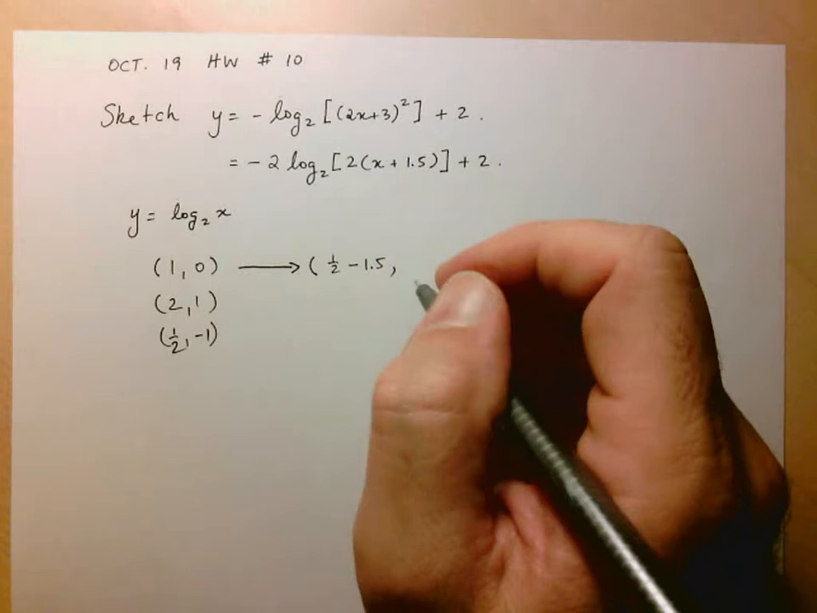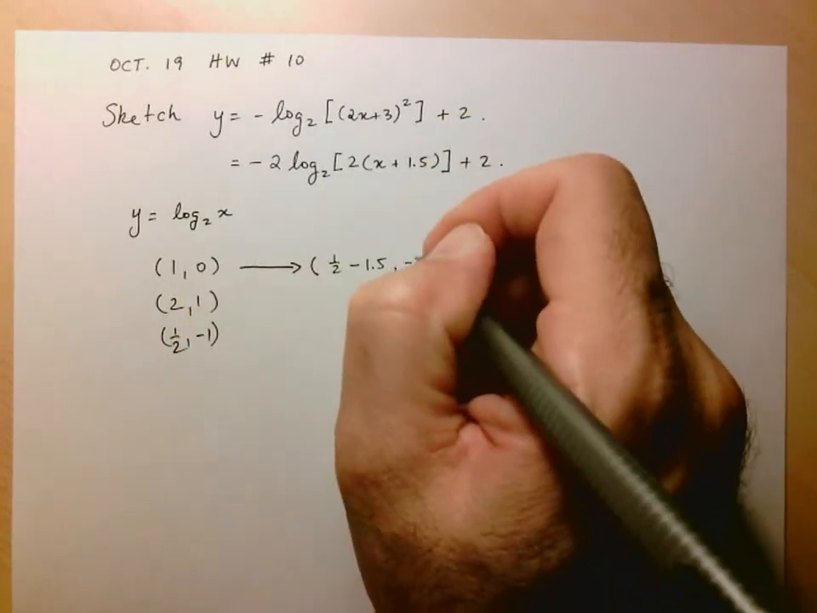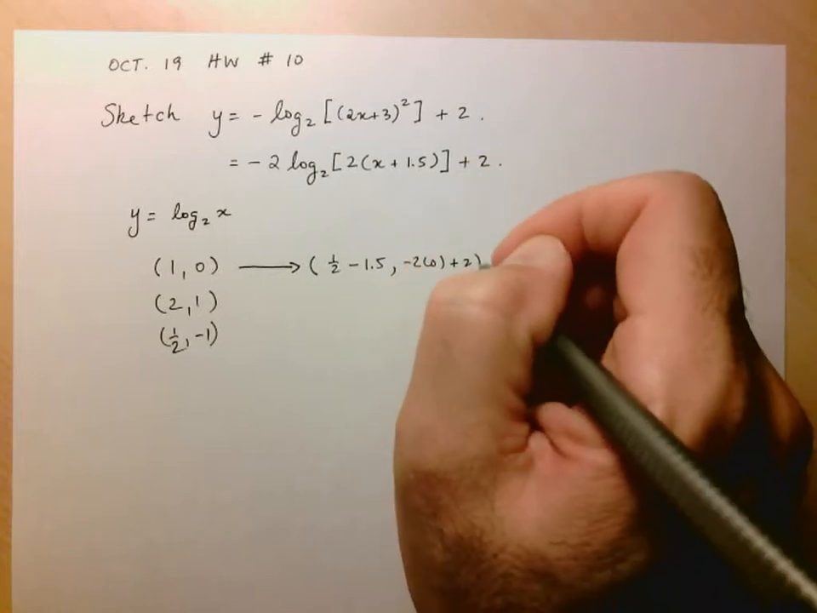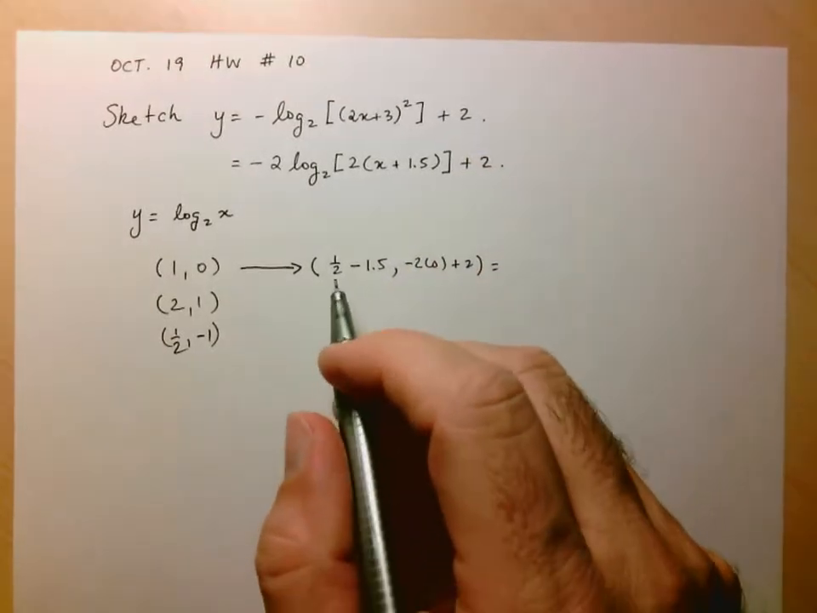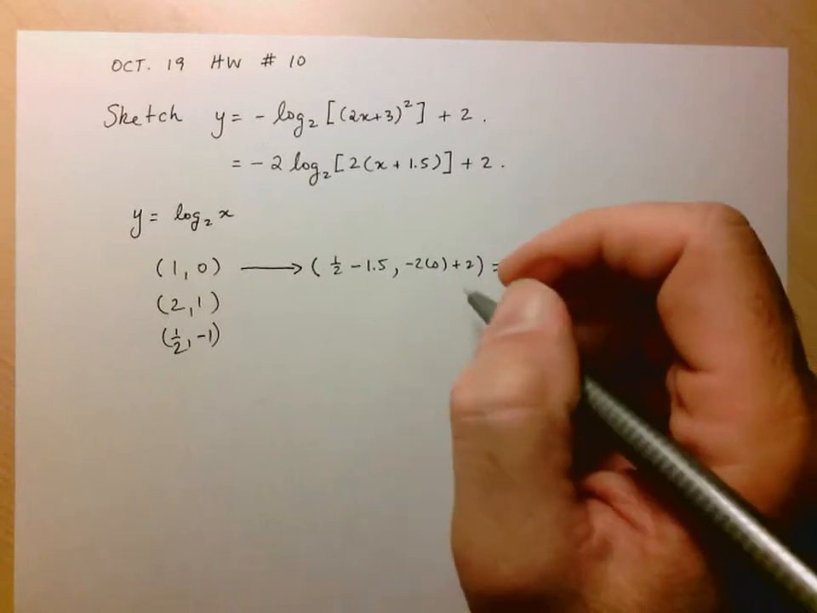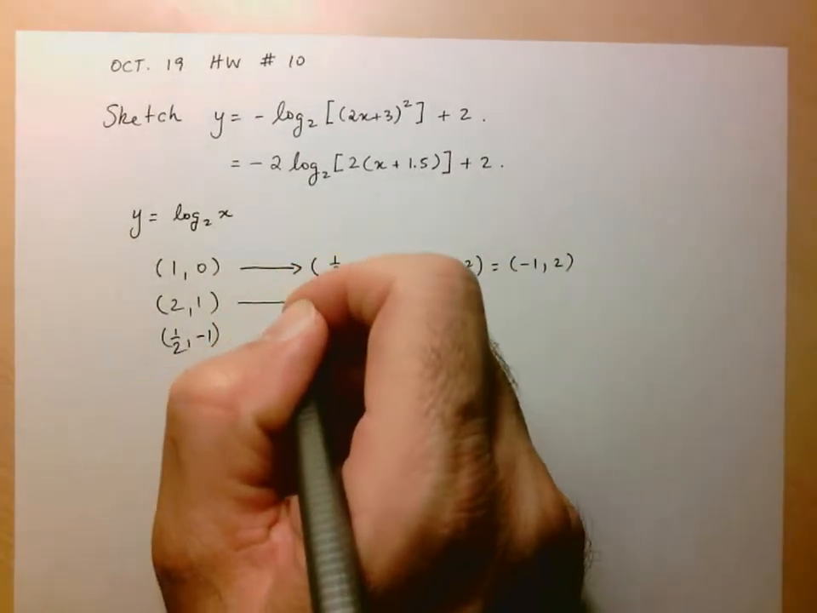And let's see what happens with the y. Here it gets multiplied by negative 2, and then we add 2 from this here. So what do we end up with? 0.5 minus 1.5 gives us negative 1, and 0 plus 2 is 2. So there's my first transformed point.